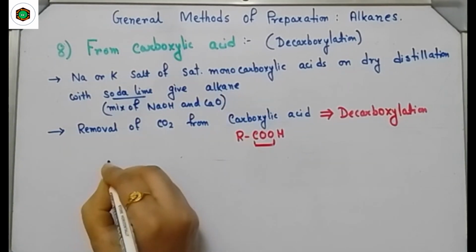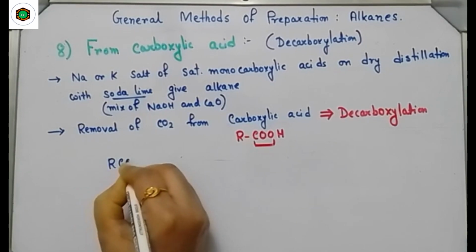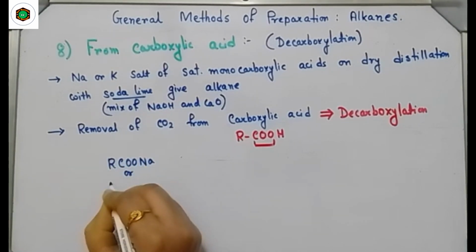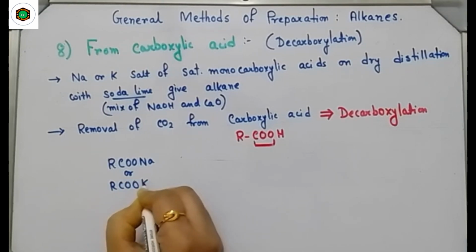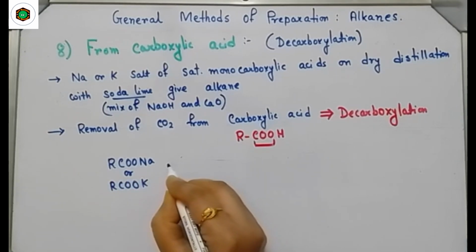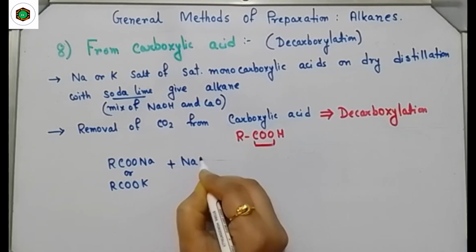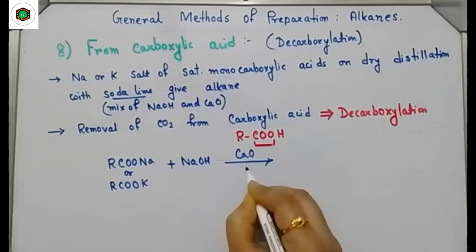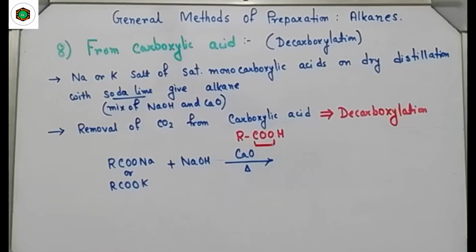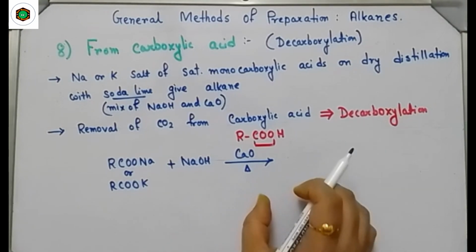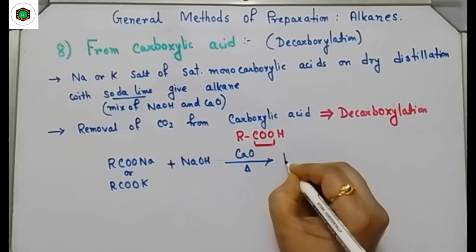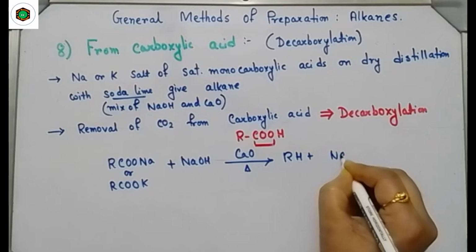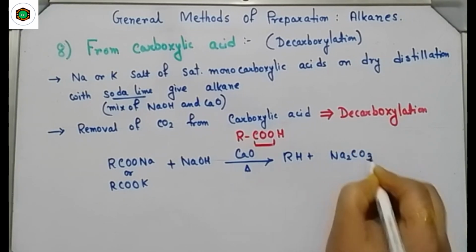Means you have to take RCOONa or RCOOK, sodium or potassium salt. You have to treat it with soda lime, means NaOH, calcium oxide. You have to heat it. So what will happen? Removal of carbon dioxide takes place and you will get RH plus sodium carbonate.